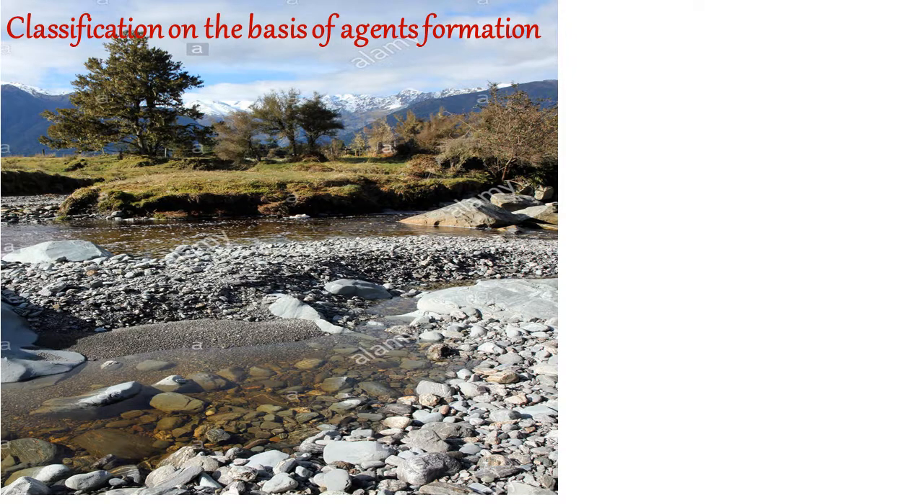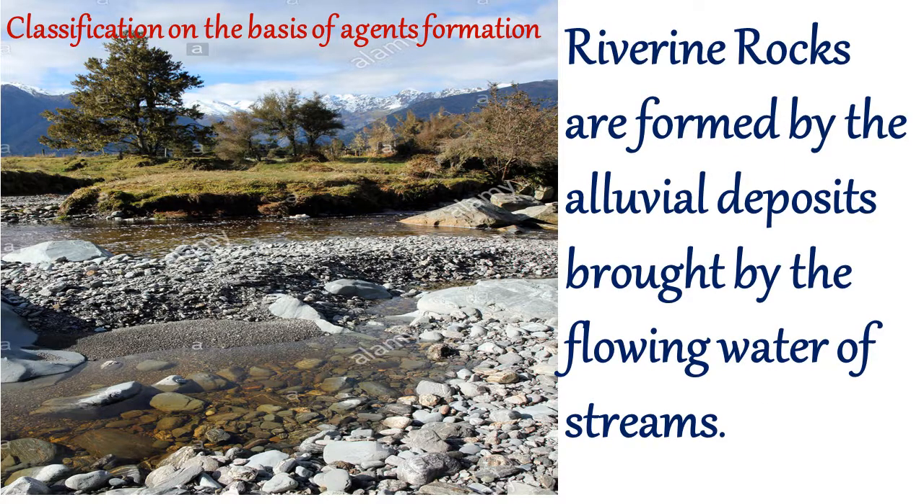Now let's learn the classification of sedimentary rocks on the basis of agents of formation. First one, riverine rocks. Riverine rocks are formed by the alluvial deposits brought by the flowing water of streams. That means these rocks are formed due to deposition of sediments in the riverine environment. The deposition can take place in the bed of rivers or in the flooded plains.